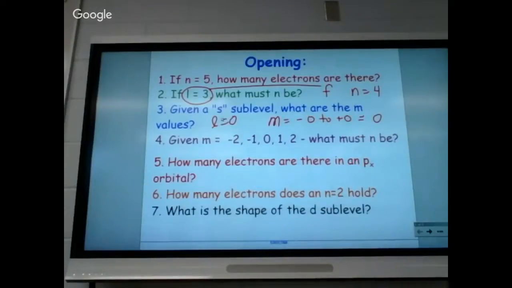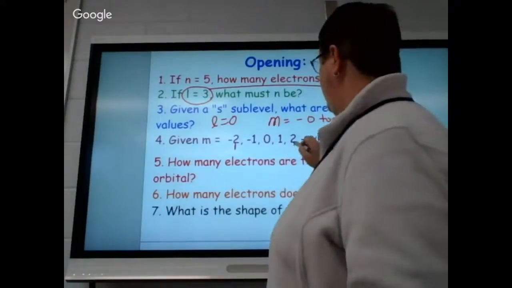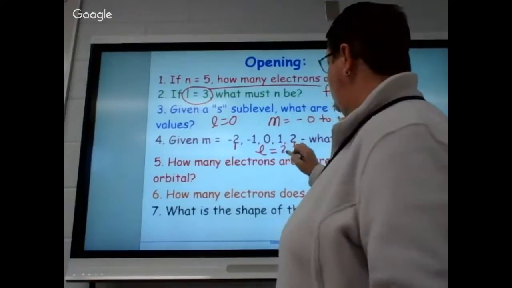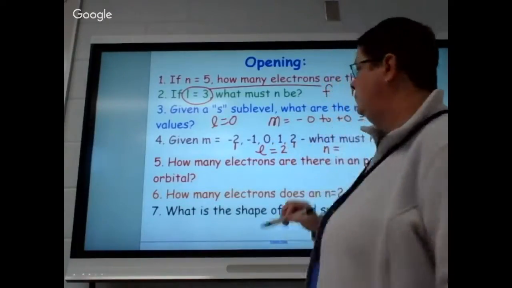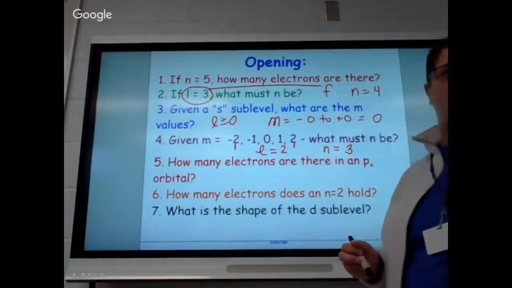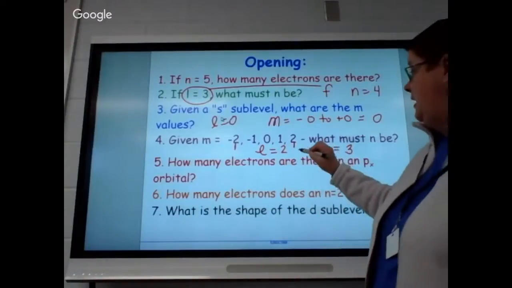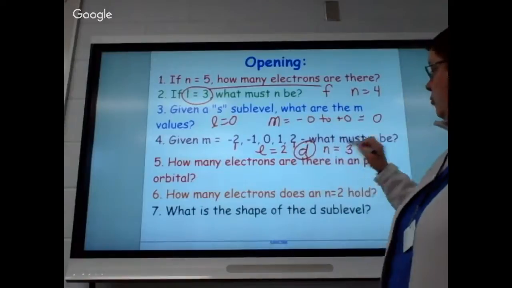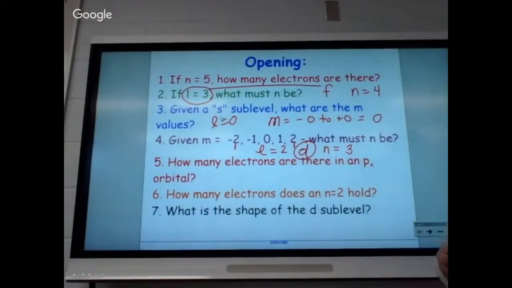All right, now in 4, we're going backwards. We have minus 2 to positive 2. So that tells us L is what, if we're going from minus 2 to positive 2? I'm just doing the L. L is 2. So n has to be what? 3. n has to be 3. If L is 2, what sublevel are we talking about? S, P, or D? That's a D. So in order to have a D, what does n have to be? S, P, D would be 3. That's how they got 3.